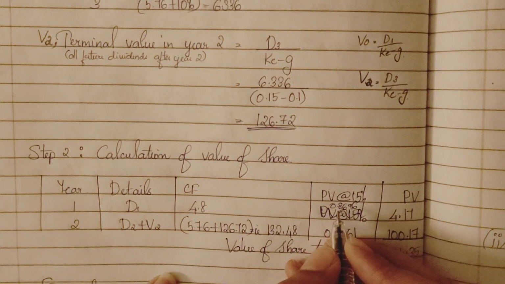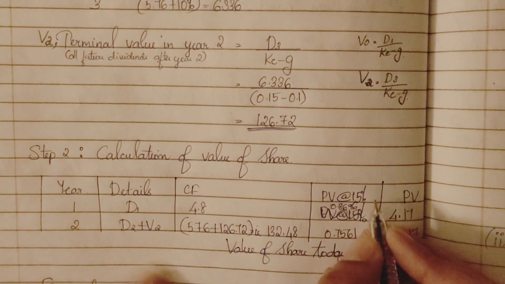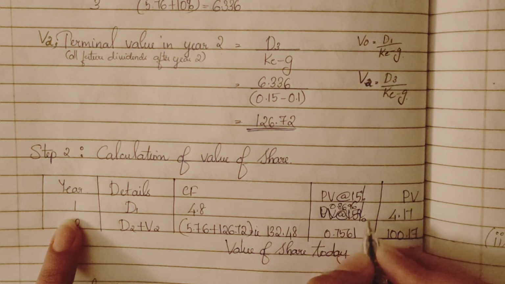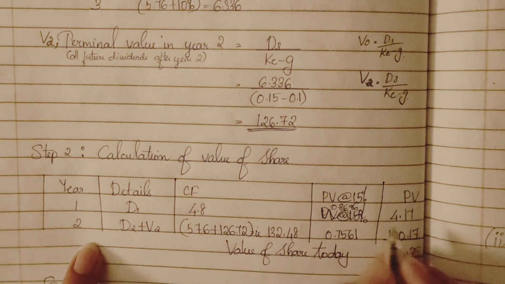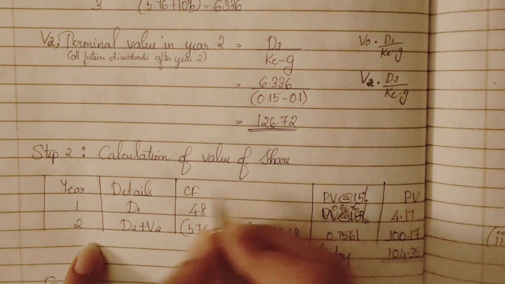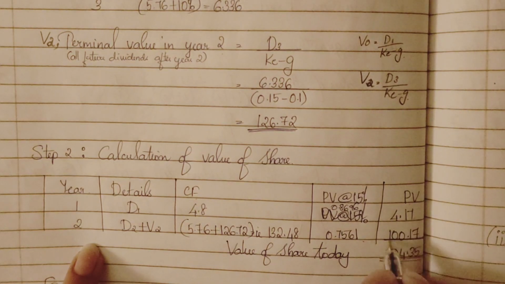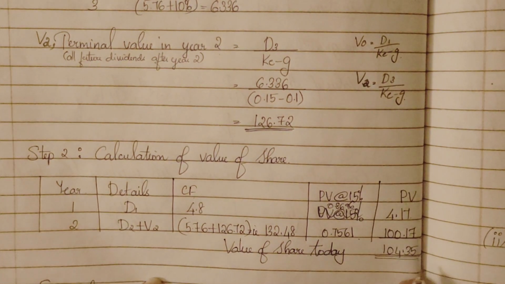Then what is the cost of equity? 15%. So we need to discount it at 15%. So for the first year it is 1 divided by 1 plus 15%. Then for the second year it is 1 divided by 1 plus 15% whole square. Then present value is cash flows into the present value factor at the rate of 15%. 4.17 and 100.17. Value of share today is 104.35.